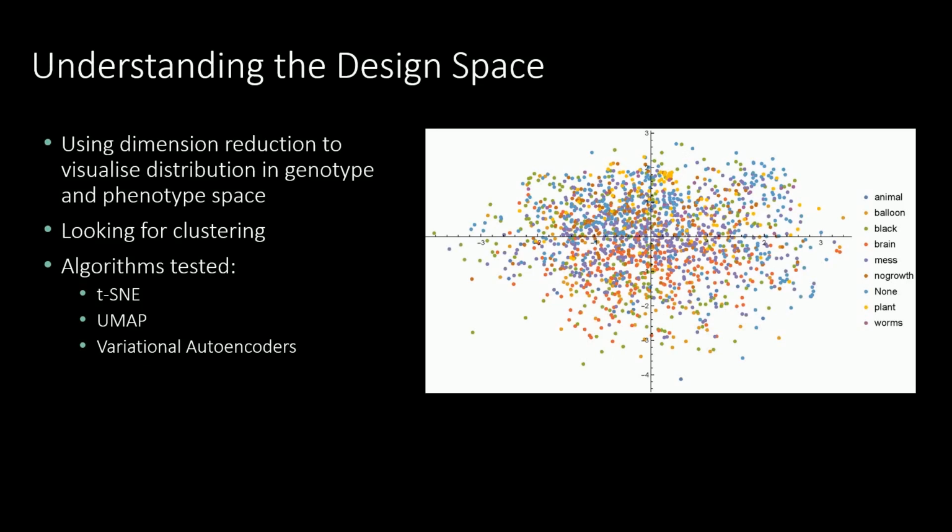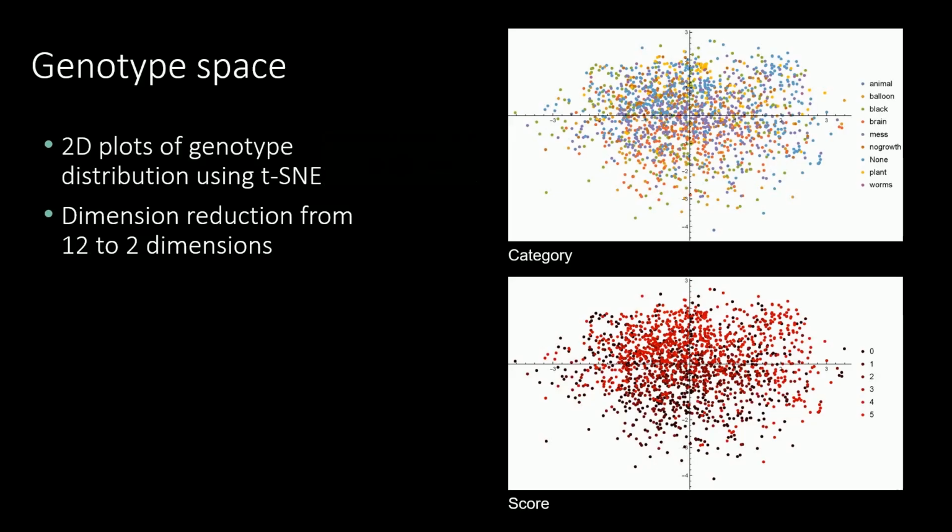The first thing we looked at was whether we could use dimension reduction methods to visualize the distribution of both genotype and phenotype space, looking for structure in the data. We looked at 3 different algorithms to reduce the data to 2 dimensions: TSNE, UMAP, and variational autoencoders. This shows the results we got reducing the 12 genotype dimensions to 2 using TSNE. The results with UMAP and variational autoencoders were generally similar.